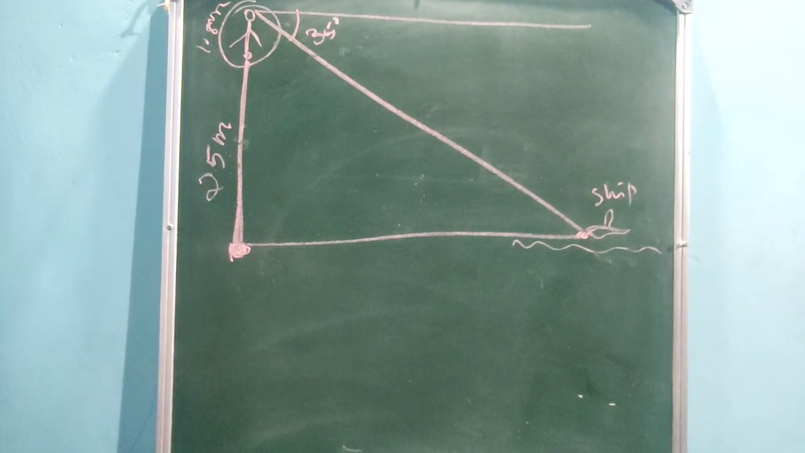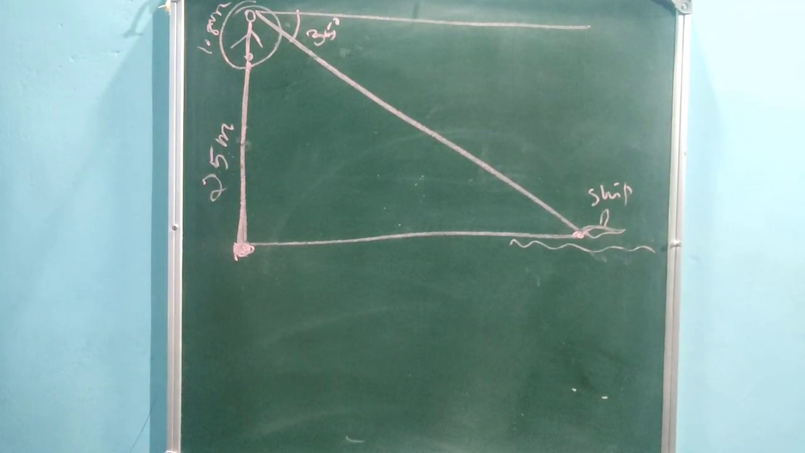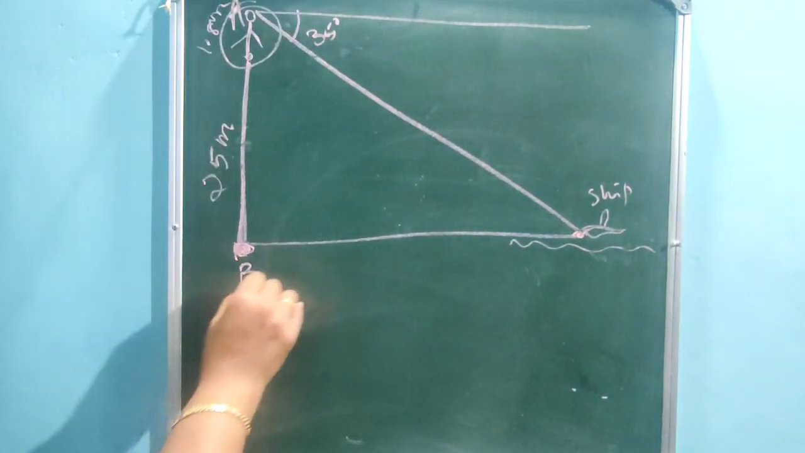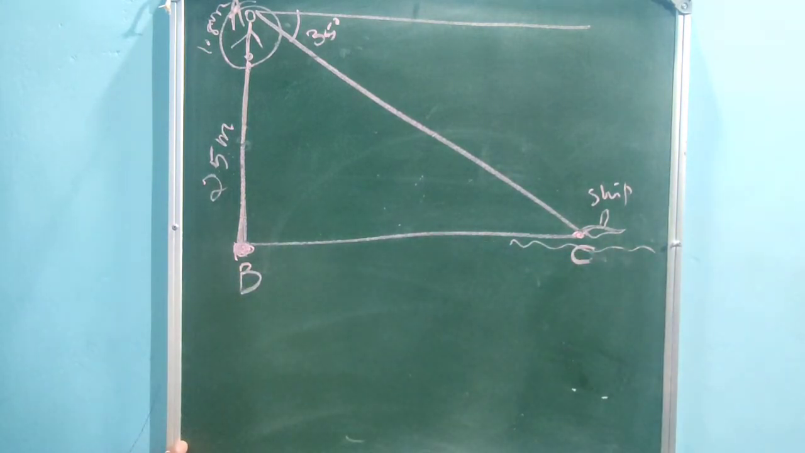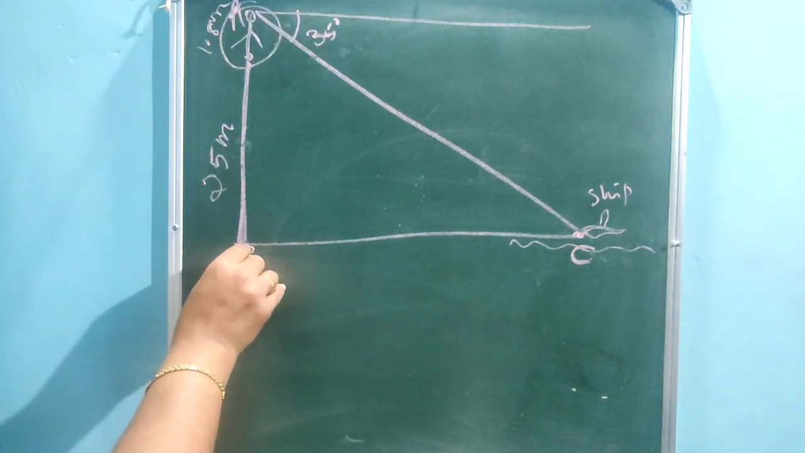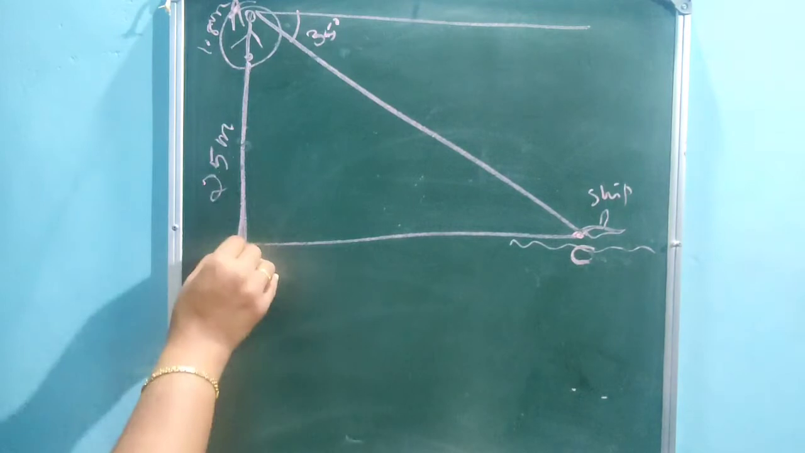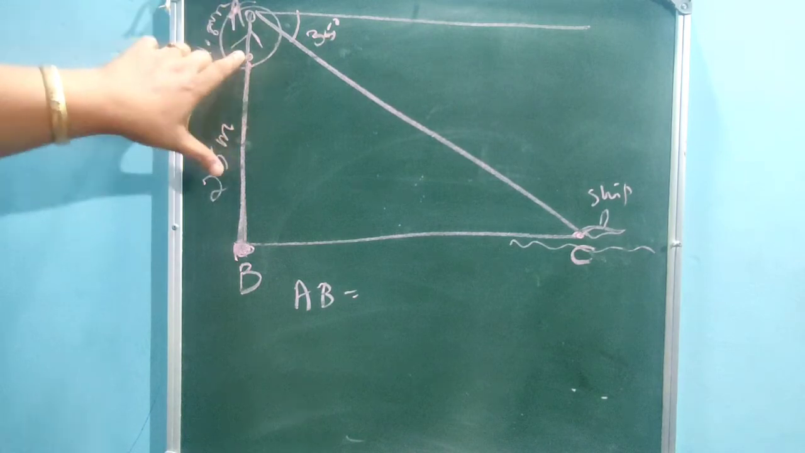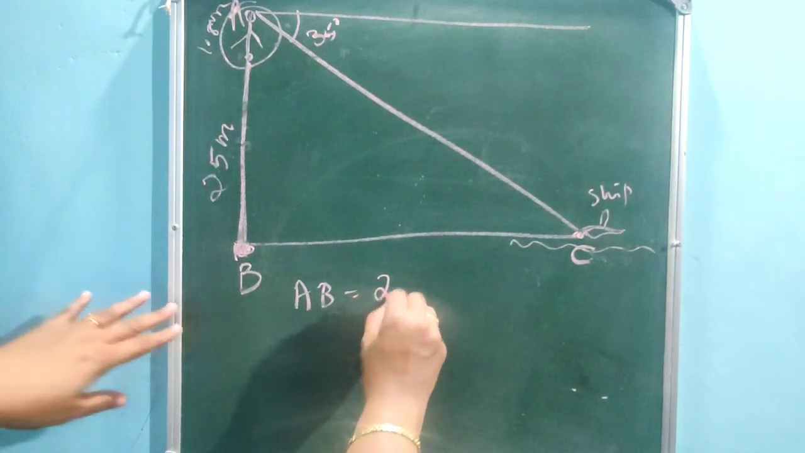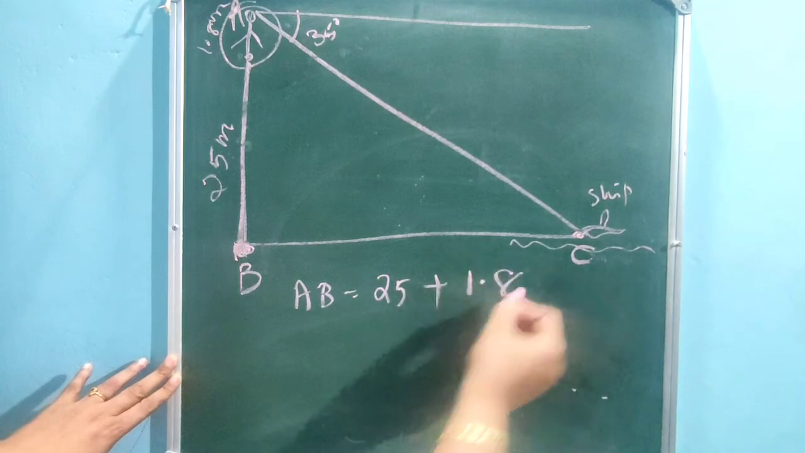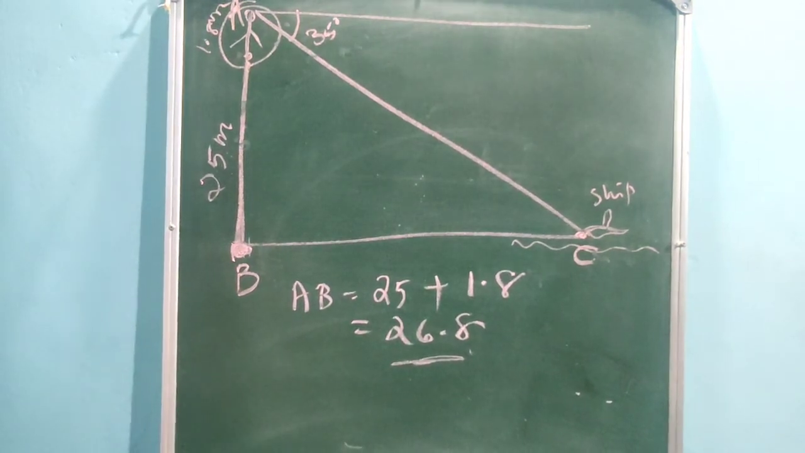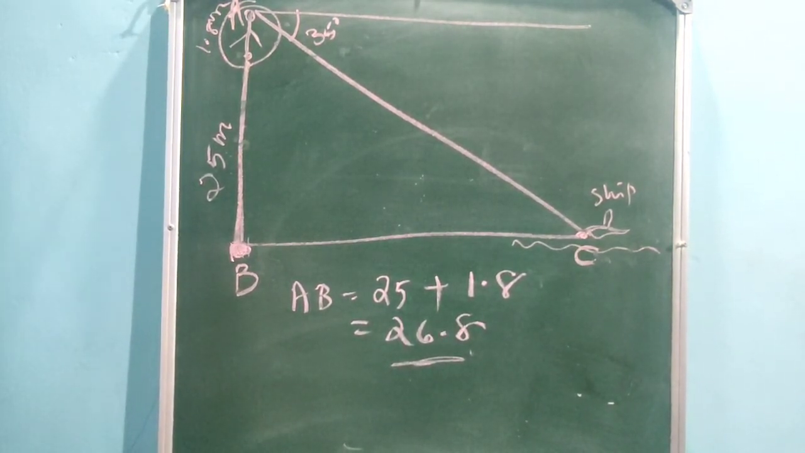See children, here I am going to name this point as A, this is B, and this one is C. A, B, C. Then what about this height AB? AB is actually the total height of the tower and the boy. That is equal to 25 plus 1.8, that is equal to 26.8. So the distance completely is equal to 26.8 meters.